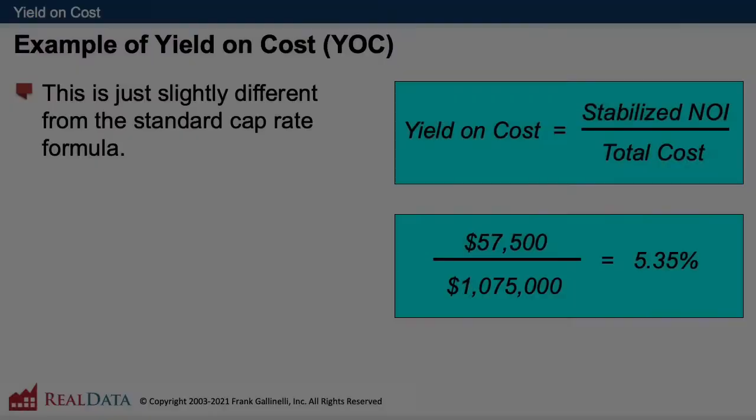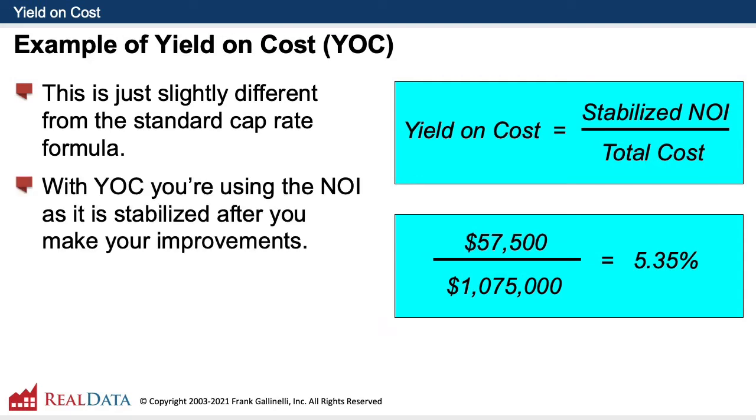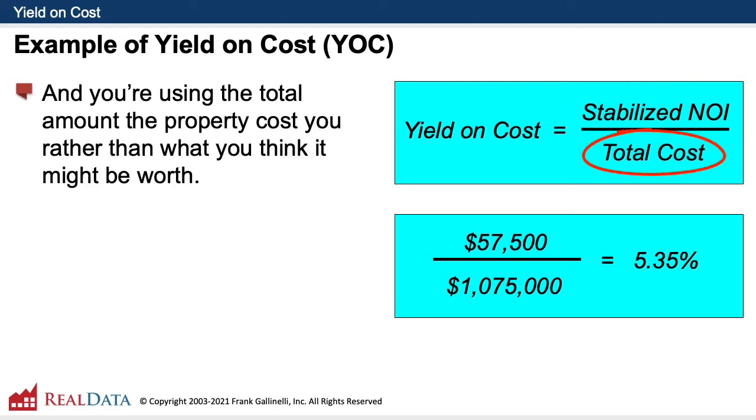I believe you'll see right away how this is just slightly different from the standard cap rate formula. With YOC, you're using the NOI as it is stabilized after you make the improvements. And you're using the total amount the property cost you, rather than what you think it might be worth. Again, cost, not value.